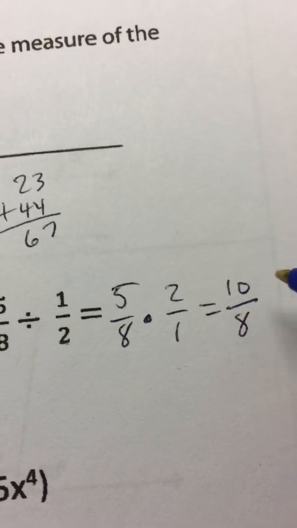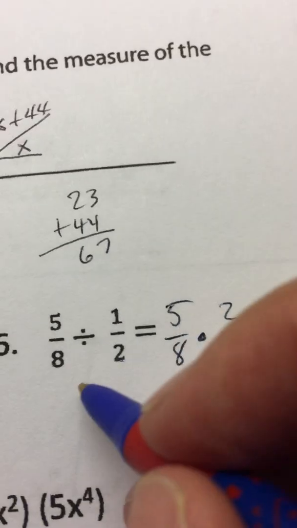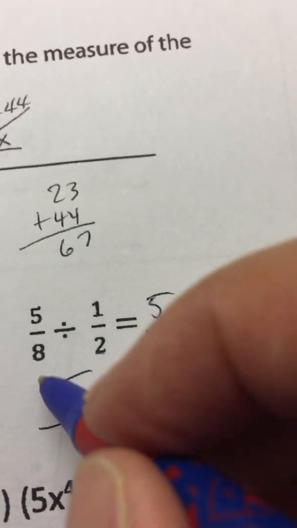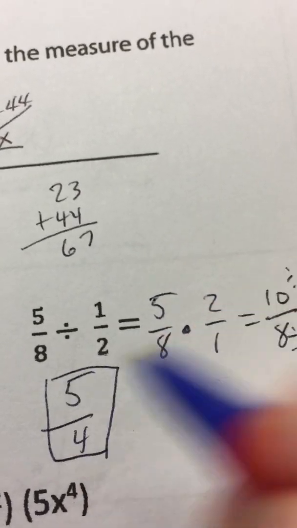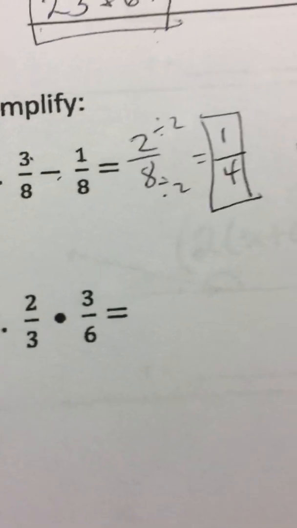Now, these are both even numbers, so can they both be divided by 2? Yes, they can both be divided by 2 to reduce. So this is 5/4. And there's nothing that goes evenly into 5 except 5, and so that is as far as you can go.